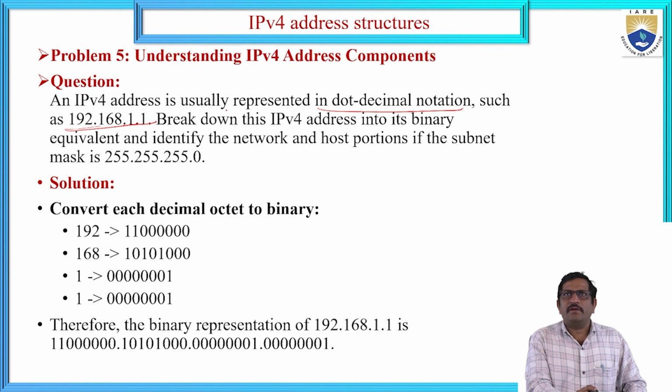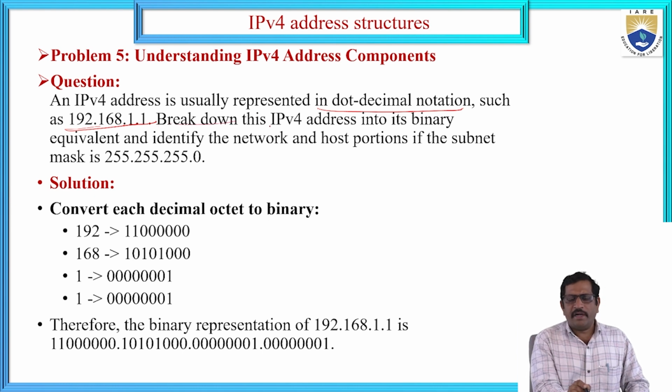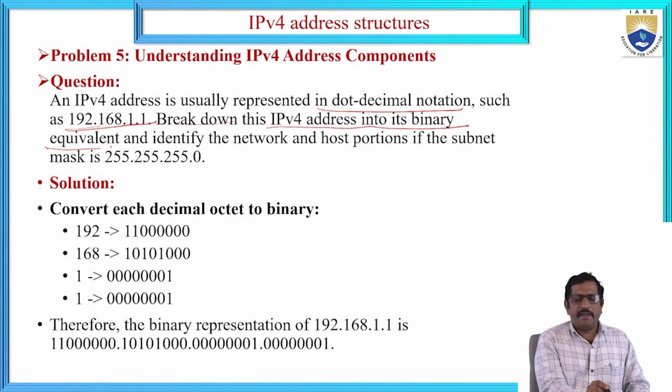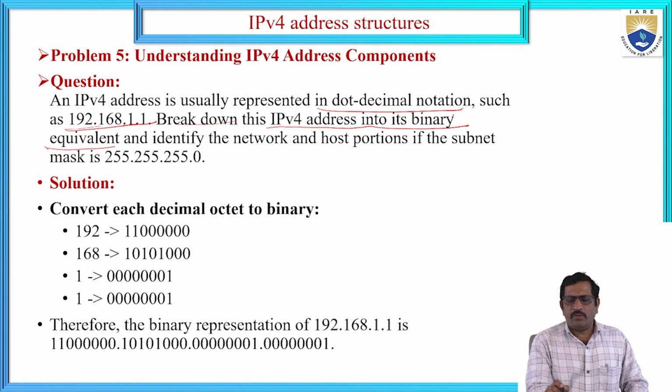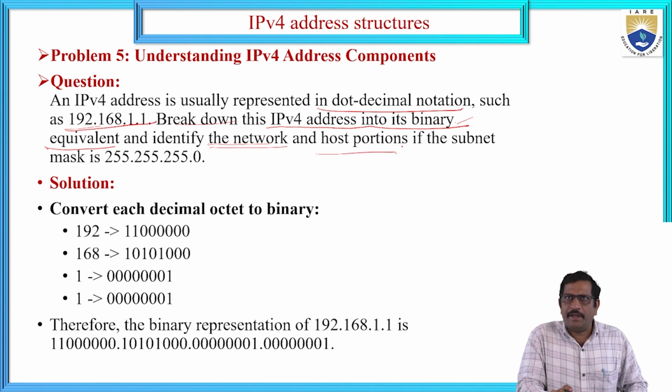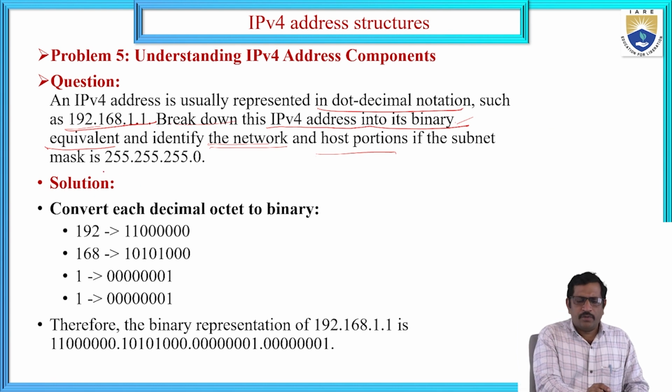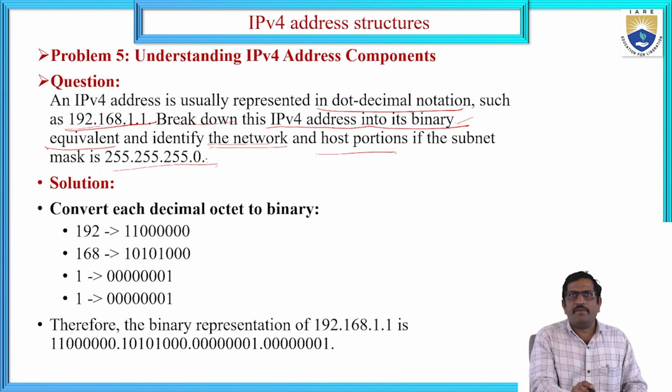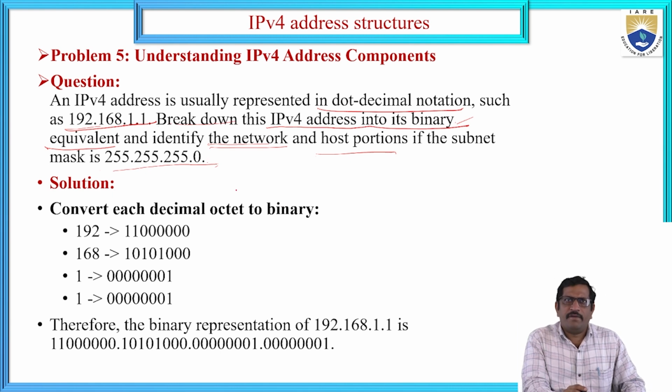Now what are we doing? For connectivity establishment, we break down these IP addresses into the binary equivalent. Why break down to binary equivalent? Because the machine can understand only the binary form. That's why it is broken down into binary form, and we identify the network address, for which network we are going to transfer the data, and the host portion. We can also identify the host portion, if the subnet mask is 255.255.255.0.